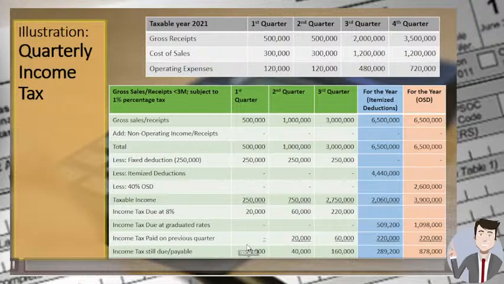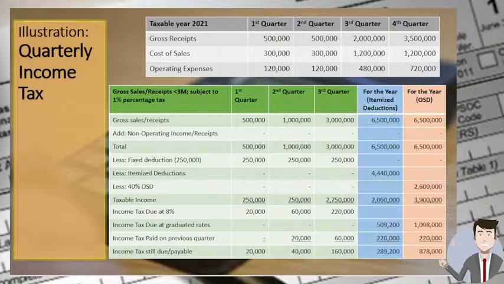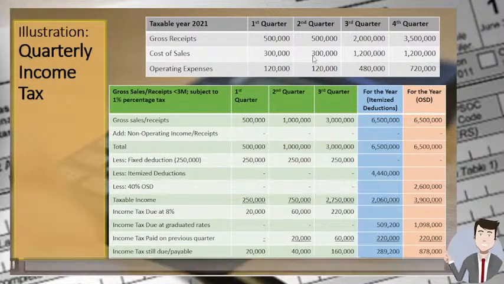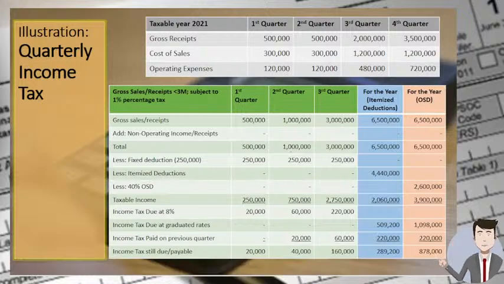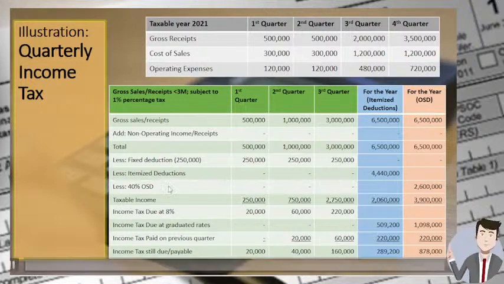Okay? Next, after the end of June 30, that is the end of the second quarter. So based on the previous slide, ang computation sa quarterly income tax is on a cumulative basis. So it means that on the second quarter, you have to include all your transactions on the first quarter. Okay? So that is 500 plus 500. That gives us 1 million nga gross receipts and sales.